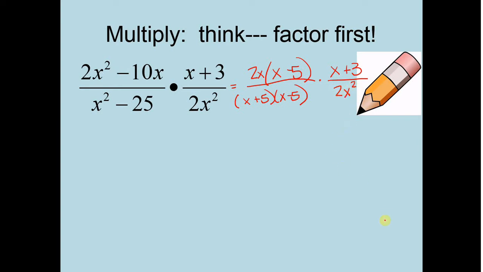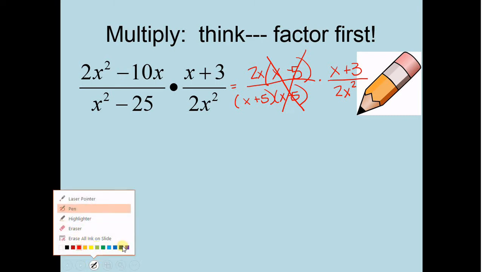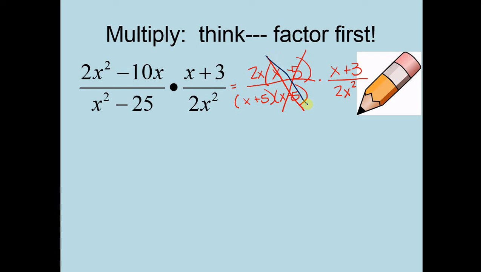All right, now let's look. Is there anything we can cross off? I notice I have x minus 5 over x minus 5, so those can cancel out. Let me change to a different color here for our crossouts. You notice how I have a 2x here and a 2x squared? Well, that 2 is going to cancel with this 2, and 1x is going to cancel with one of these x's. So I'm going to be left with 1x on the bottom. You can kind of see how that works out.